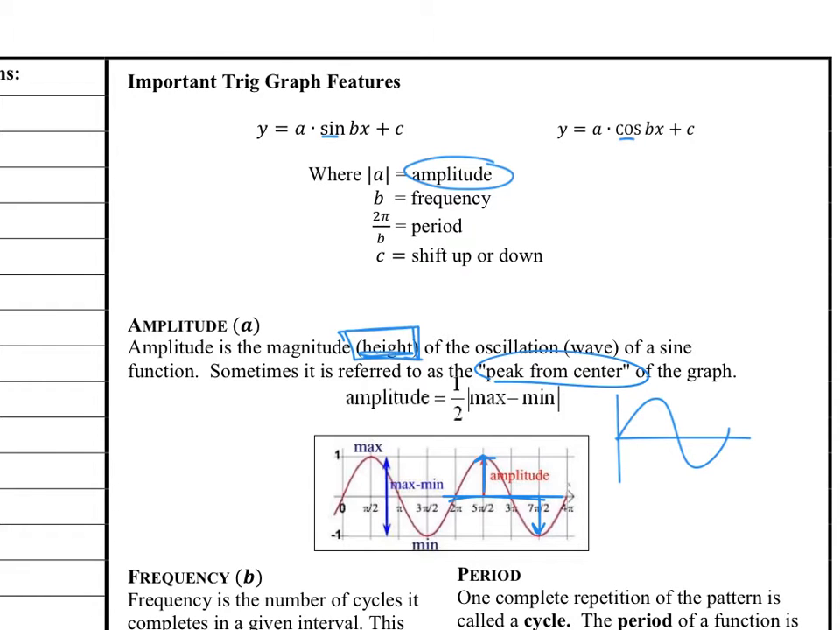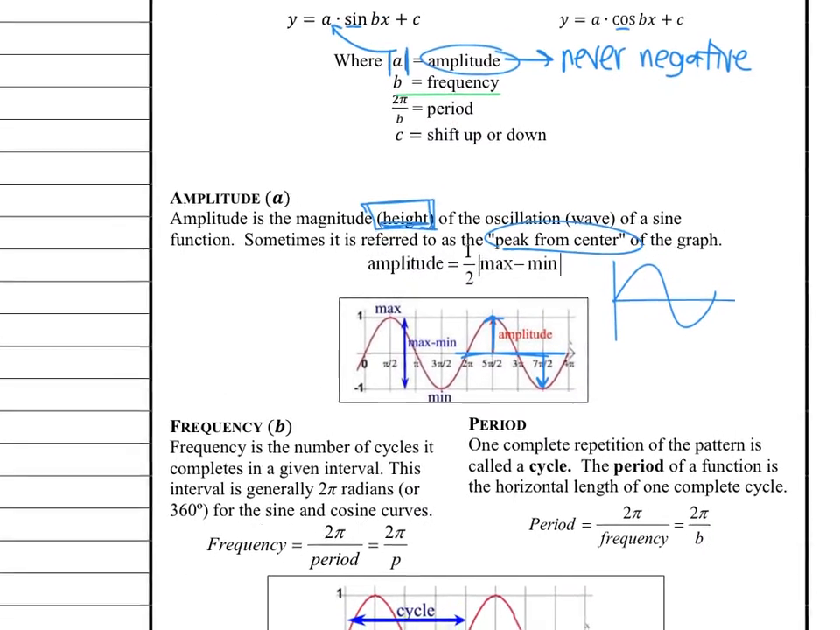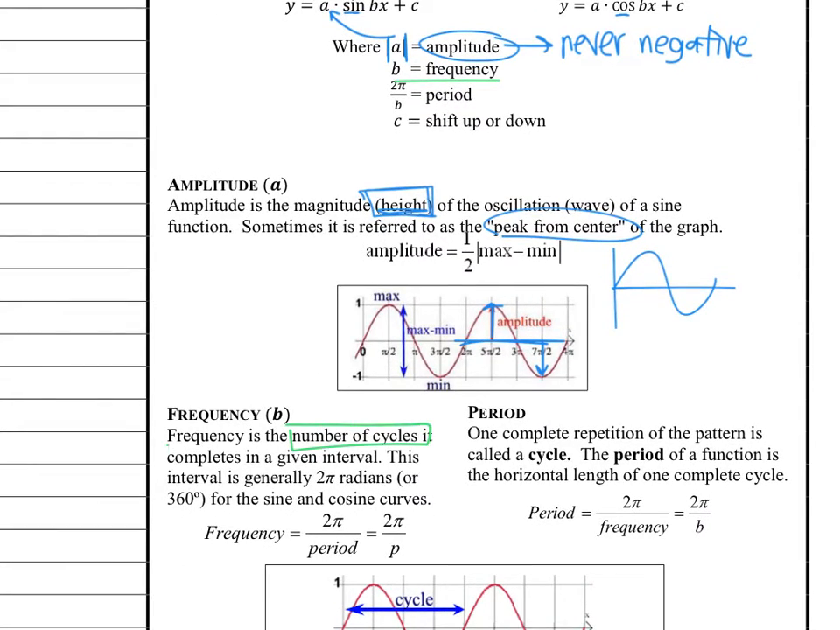That's always found in front of the function. A comes first. And notice that this symbol here says absolute value, so it's never negative. Never negative. Now you could have a negative in front of the function, but that doesn't mean that the amplitude is negative, so keep that in mind. The next thing we see is the B, the frequency. When I look down here, frequency says it's the number of cycles it completes in a given interval. So it's the number of cycles in generally 360 or in 2 pi, since those are equivalent to one another. So frequency is the number of cycles.